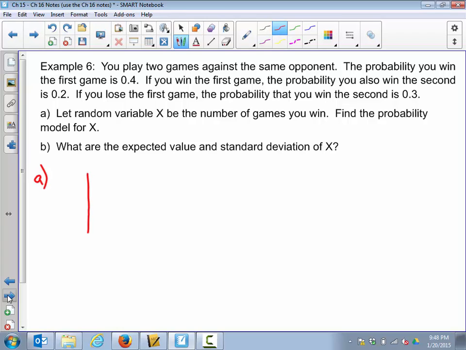Okay, so the variable's defined. I'm not going to redefine it. Let's see what we can get for the probability model so far. So we have the following.